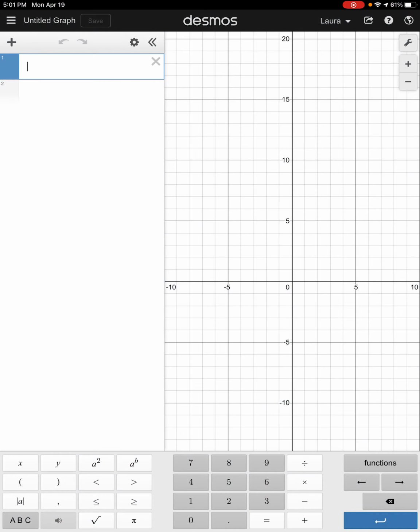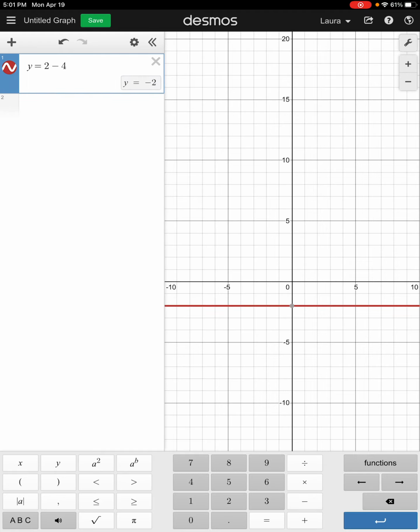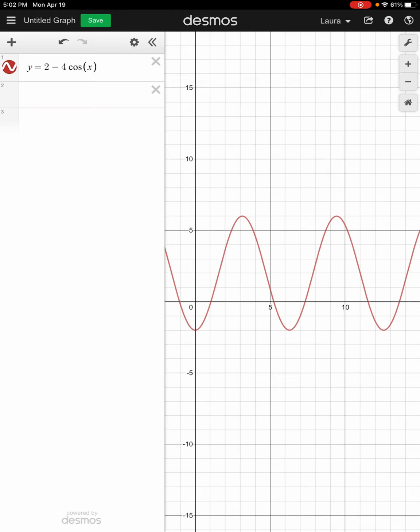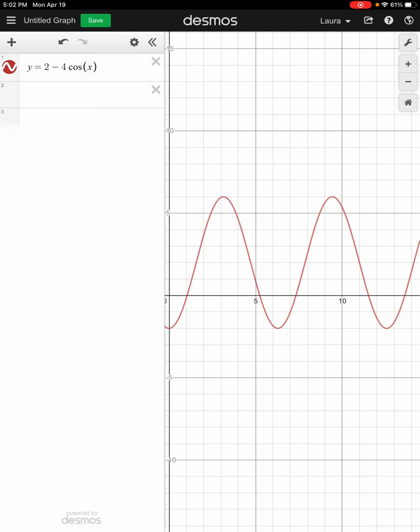I don't even know what calculator I have. Let's see. Why not Desmos? y equals 2 minus 4 cosine x. And we are looking for where our y values are negative and our x values are positive.